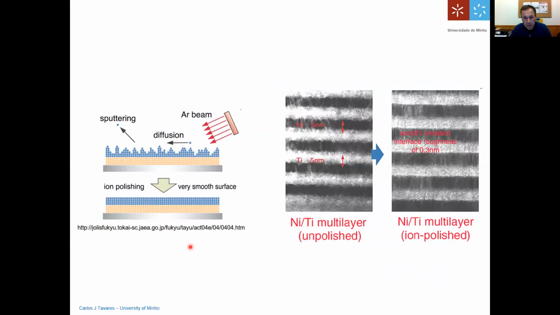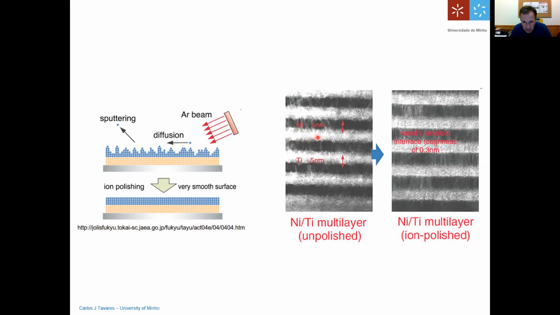One way to make the layers smoother and remove some of the roughness is by using ion polishing. For example, let's look at this case of materials which are layered in a multilayer. So here you have a multilayer of nickel and titanium layers. The individual layers are about 5 nanometers thick. And what you're seeing here are transmission electron microscopy cross sections, okay? We're looking at the titanium layers and at the nickel layers.